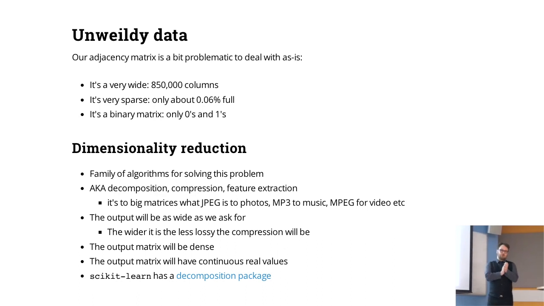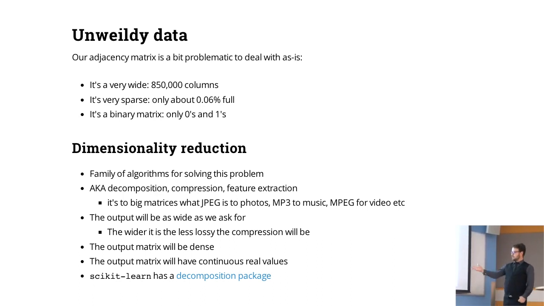So after I run my dimensionality reduction algorithm, the data will basically be as wide as I ask it to be. So right now it's almost a million columns. It's going to be about as wide as I ask it to be, and so the narrower I ask for my matrix, the lossier the compression will be. The output matrix will be dense. It won't have nearly as many zeros. And it'll be all continuous values.